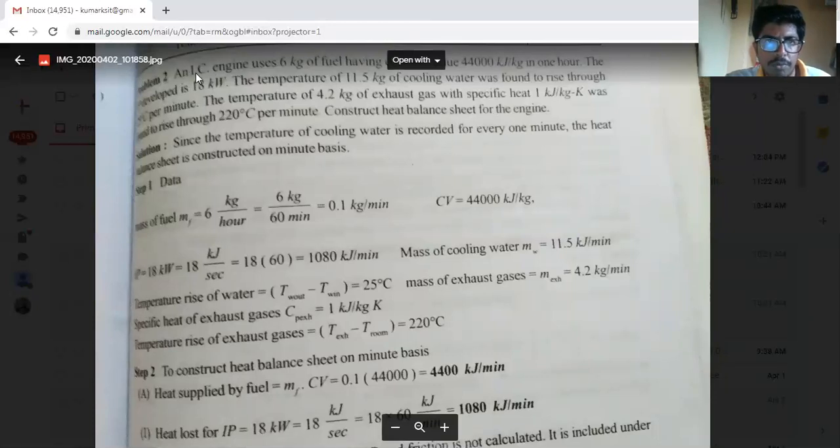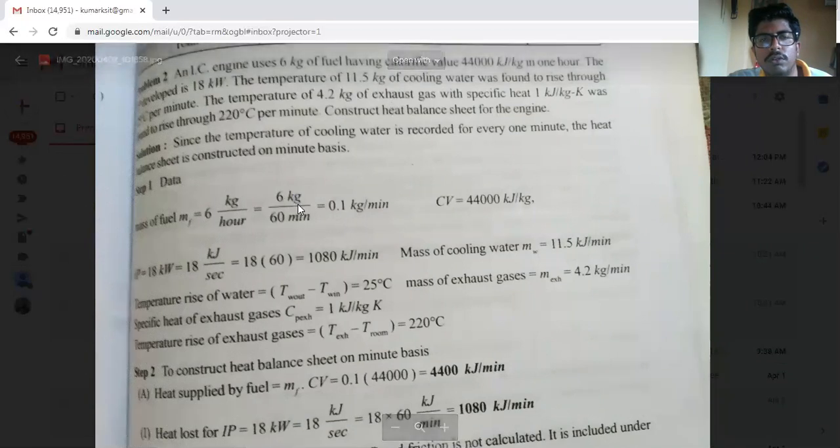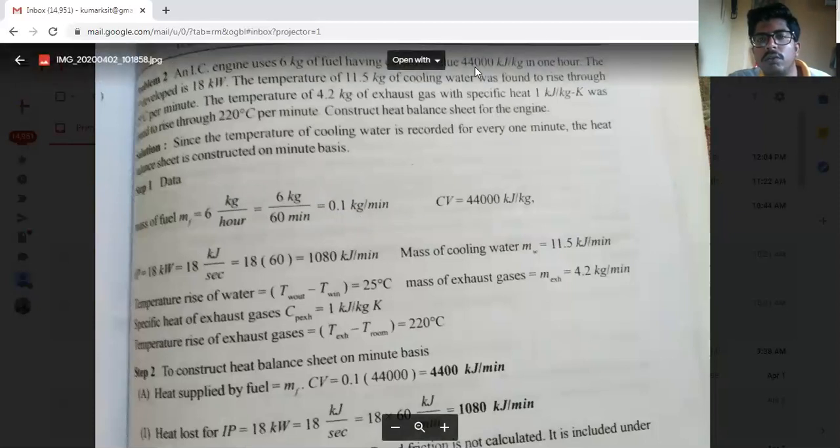So in this problem, they are given an IC engine uses 6 kg of fuel. So means mass of fuel they are given 6 kg of fuel per hour. So that is 6 kg divided by 60, converting from kg per hour to kg per minute. So you get 0.1 kg per minute. CV, calorific value, is equal to 44,000 kilojoule per kg.